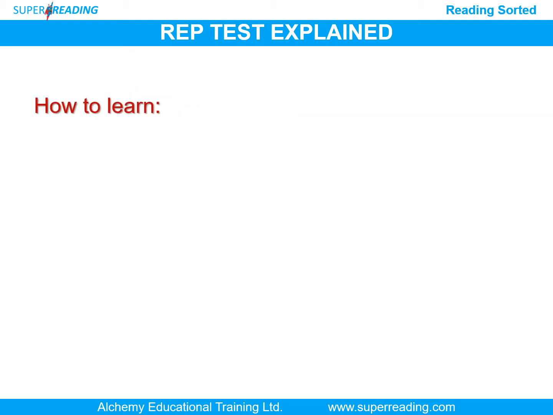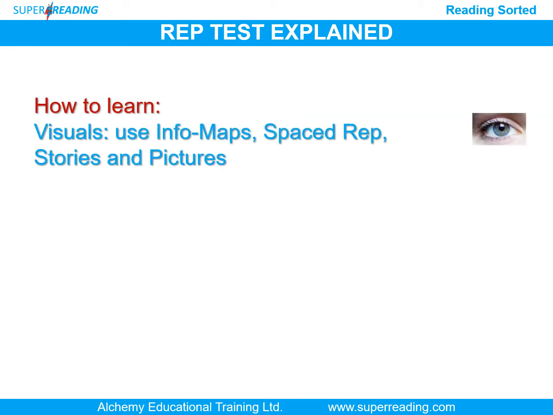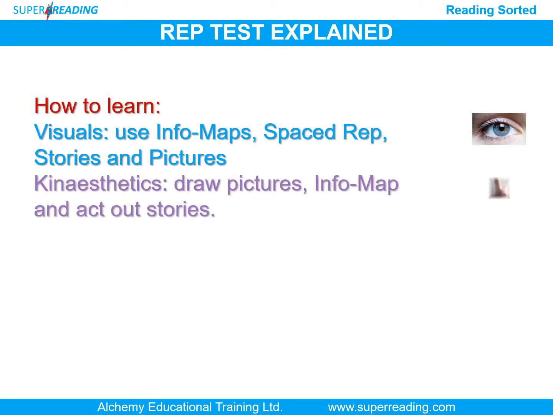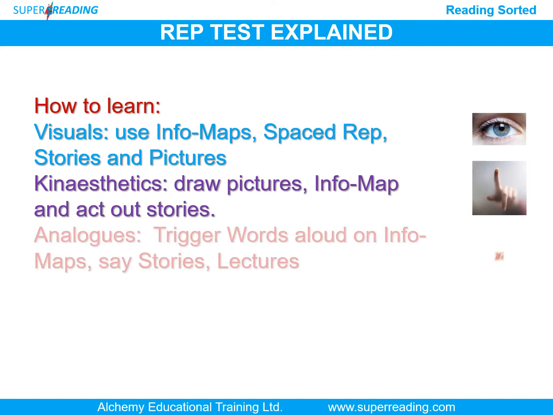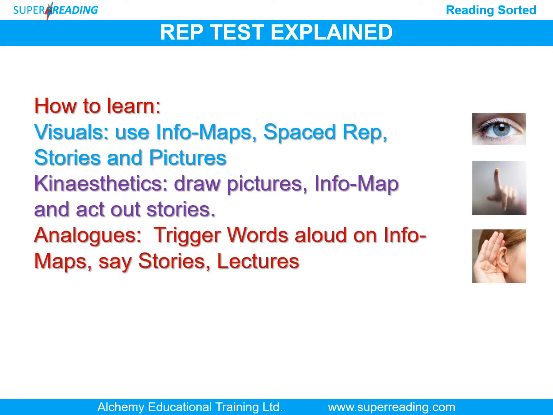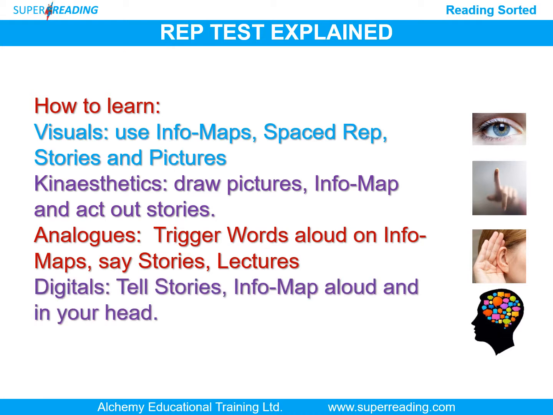How to learn. Visuals use infomaps, spaced repetition, stories, and pictures. Kinesthetics draw pictures, infomap, and act out stories. Analogs trigger words aloud on infomaps, say stories, listen to lectures. Digitals tell stories, infomap aloud and in your head.